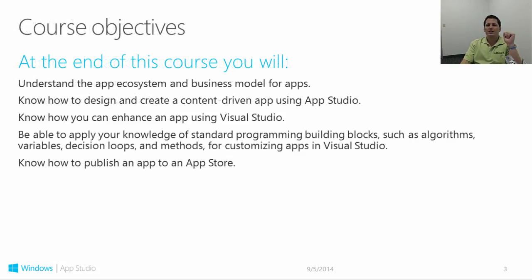This course is intended to introduce you to Windows Phone app development and get you jump started into quickly designing and producing content-driven apps using App Studio. You will learn about enhancing App Studio created apps using Visual Studio while understanding how to leverage common programming building blocks in a Windows Phone app. Ultimately, you will also learn how to take your creation and make it publicly available on the Windows Phone App Store. The opportunities for what you can do with your app after you've created it with App Studio are really only limited by your creativity and drive to learn more about app development.